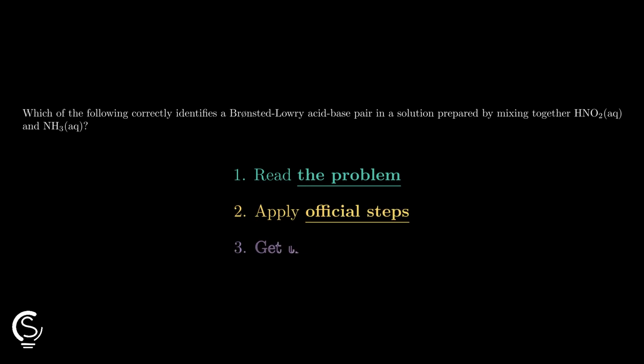I got your back. Nitrous acid and ammonia are mixing together in this solution, and we need to find the correct Brønsted-Lowry acid-base pair. Let's solve this fast.